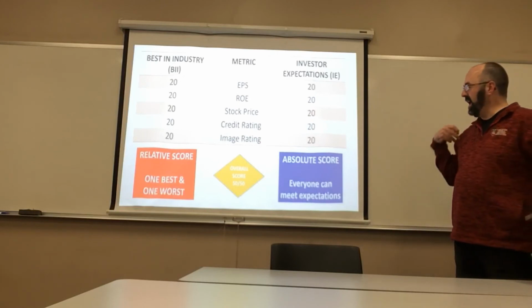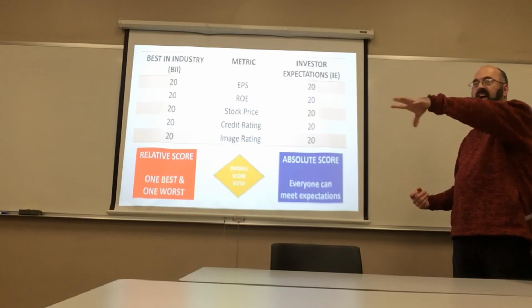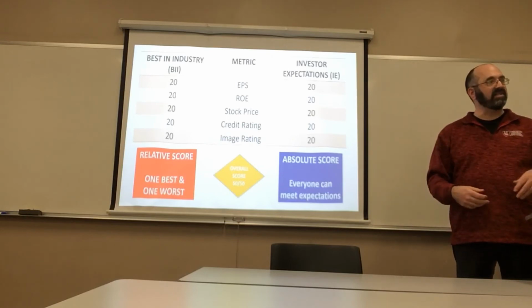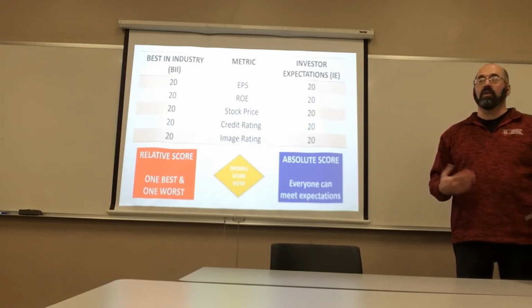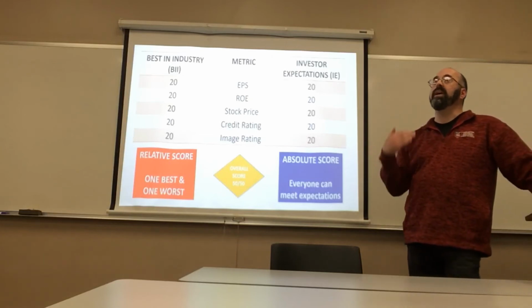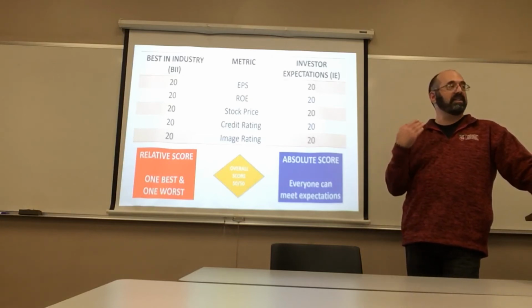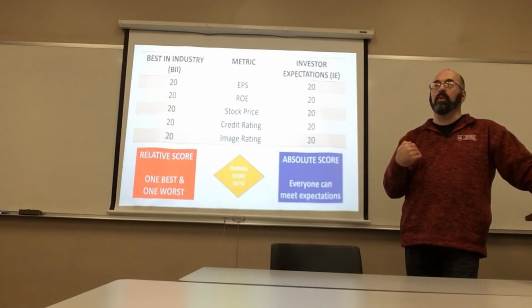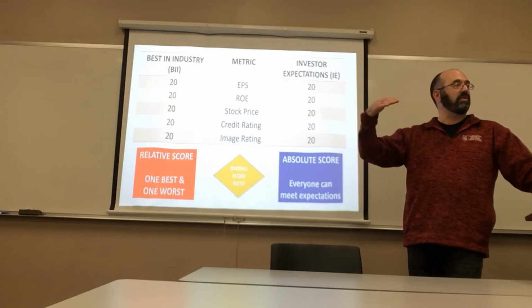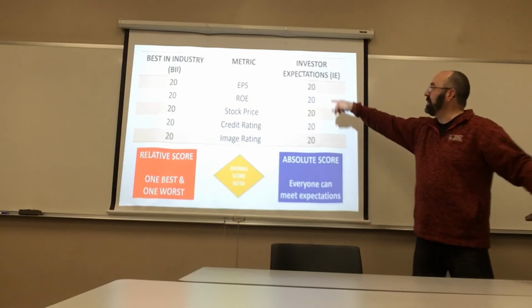That is an absolute score. It means that every single one of you can satisfy your investors. Your investors are going to say, here's what we expect you to do as far as your stock price. Here's what we expect you to do as far as your earnings per share. We want you to hit this threshold. You hit that threshold, you get 20 points.